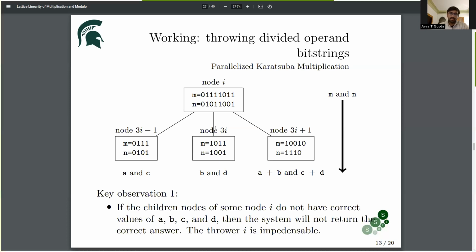And here we see that in all these 3 nodes, these 6 variables can be initialized arbitrarily. And if they do not tally with the initial m and n of node I, then node I is impedanceable, and it rewrites those values if that happens.